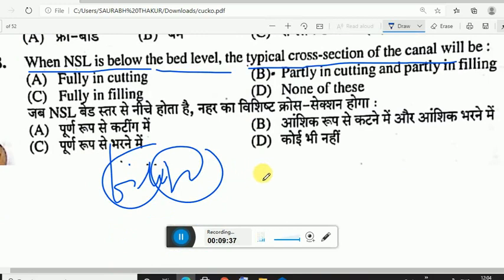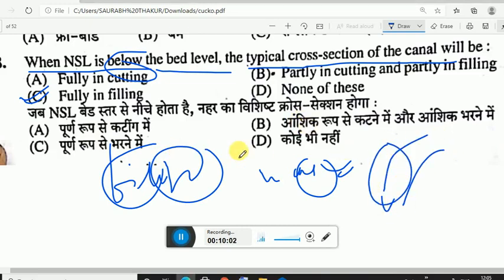What we have? We have the cut portion. When NSL is below the bed level, we just have to fill the portion. Below the bed level, what you have to do? Just have to fill the portion. Fully infilling. Your correct answer would be fully infilling. Okay. Where you have cut portion, what you have to do? You just have to fill that portion. Okay.